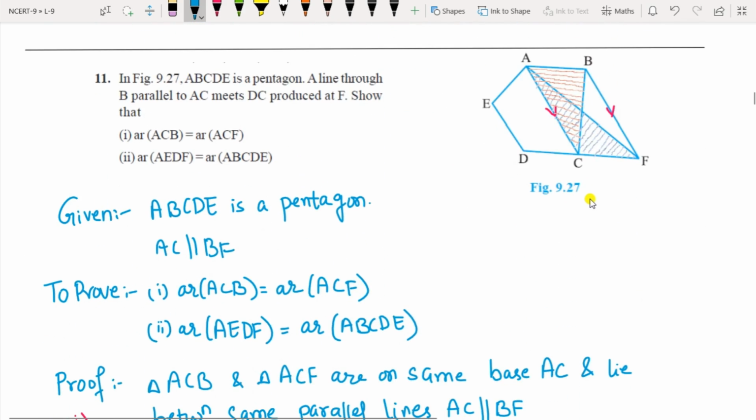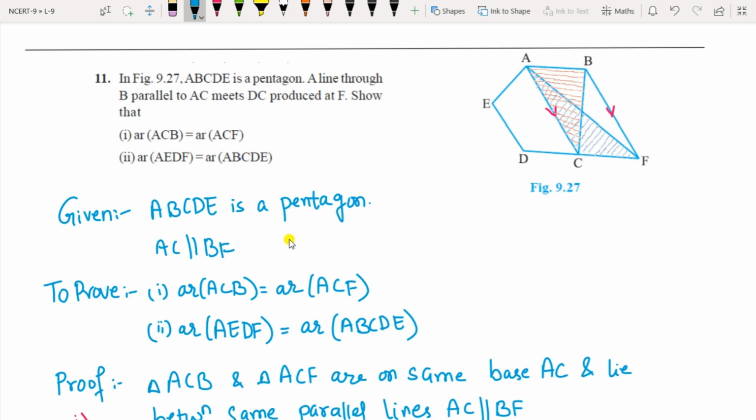Question 11 is: ABCDE is a pentagon and a line through B parallel to AC meets DC at F. So this line is parallel to AC and it meets DC at F. You have to show that area of ACB is equal to area of ACF and area of quadrilateral AEDF is equal to area of pentagon ABCDE.